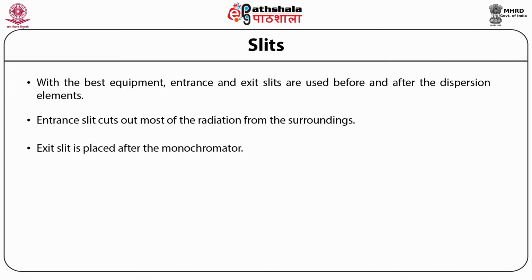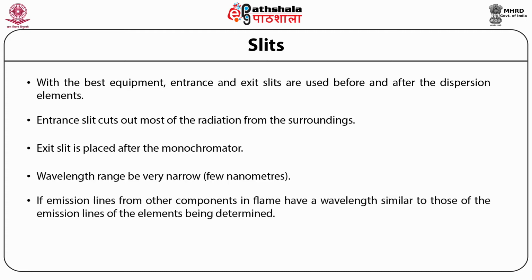The exit slit is placed after the monochromator and allows only a selected wavelength range to pass through to the detector. For many purposes, it is essential that this wavelength range be very narrow, that is, of the order of a few nanometers. This is necessary if emission lines from other components in the flame have a wavelength similar to those of the emission line of the element being determined. The slit must prevent such interfering lines from reaching the detector.